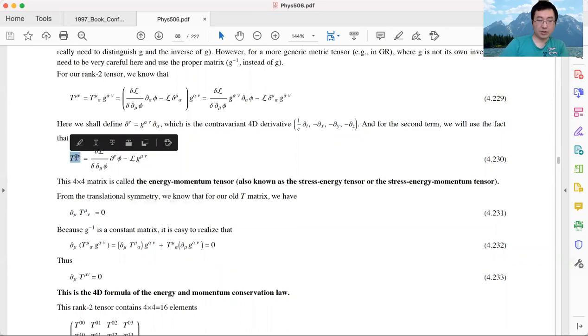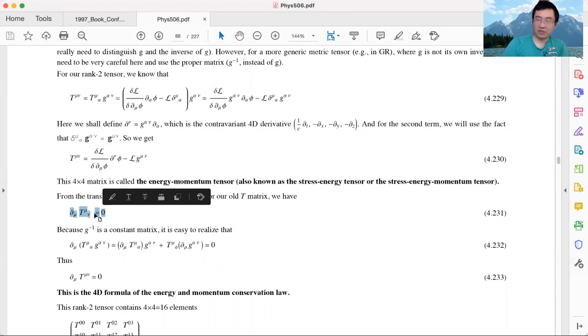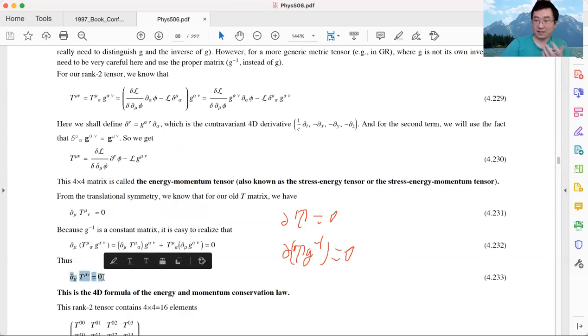For the new T matrix, T mu nu with both upper indices, it obeys exactly the same equation. The reason is that we can multiply inverse G for this equation. Because the G matrix is a constant matrix, if partial T equals 0, then partial T, G inverse, must also equal 0. G and G inverse are constant matrices, an independent operation. So our new T matrix obeys exactly the same equation.